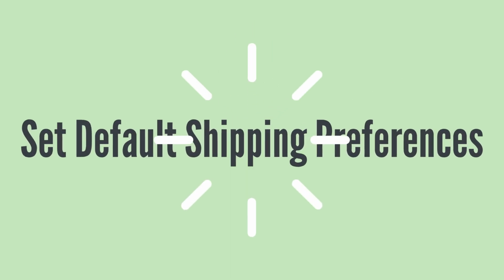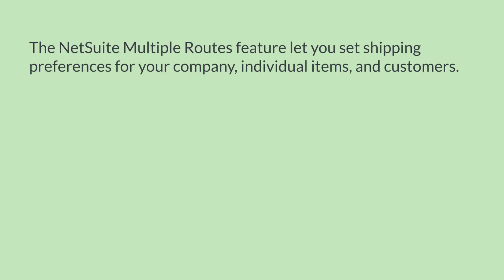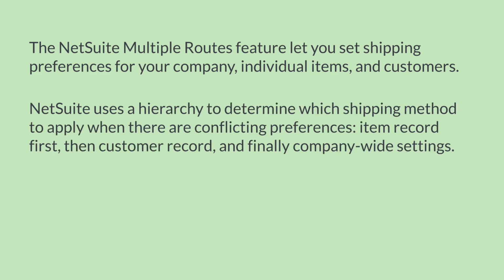The Multiple Shipping Routes feature allows you to set shipping preferences for your entire company, for individual items, and for individual customers. NetSuite uses a hierarchy to determine shipping methods on transactions when there are conflicting shipping preferences at play. First, NetSuite will use the shipping method specified on the individual item records. Second, if an item does not have specified shipping preferences, NetSuite applies the shipping preference listed on the customer record. And finally, if neither the item records nor the customer record has shipping preferences listed, NetSuite applies the default shipping preferences you set for your entire company.